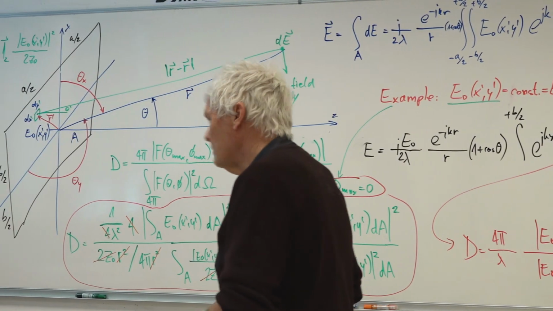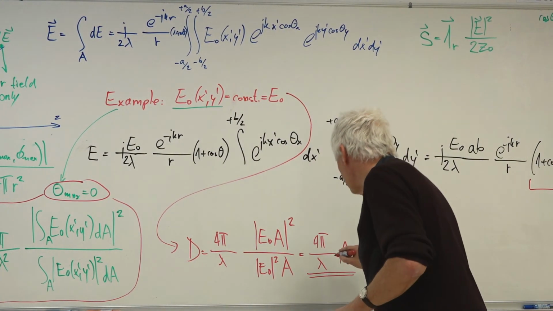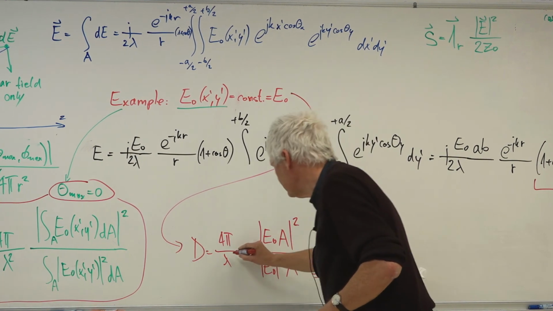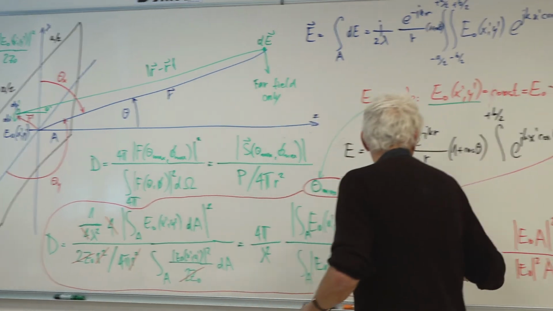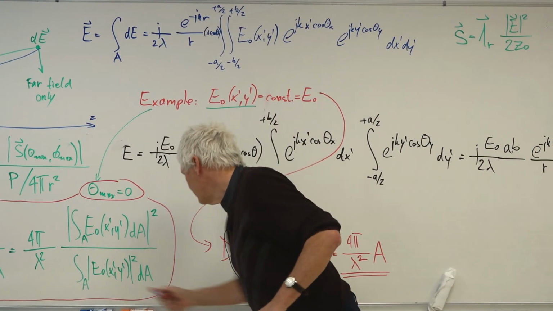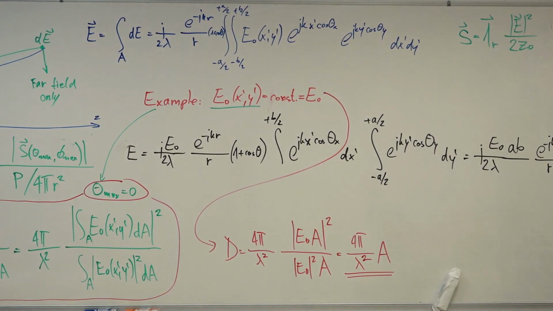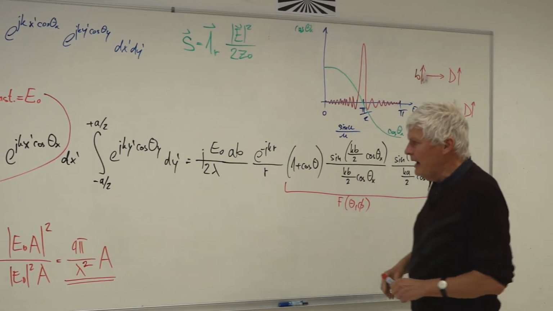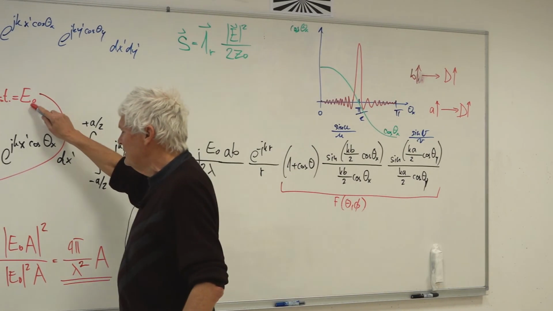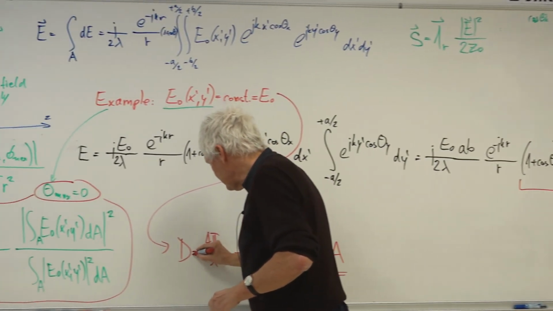Is that lambda squared? Yes. Lambda squared here, yes. Thank you for telling. Lambda squared here, lambda squared here. I forgot the square here. This is always valid for apertures that are constantly illuminated. So for a constantly illuminated aperture, this formula makes sense.